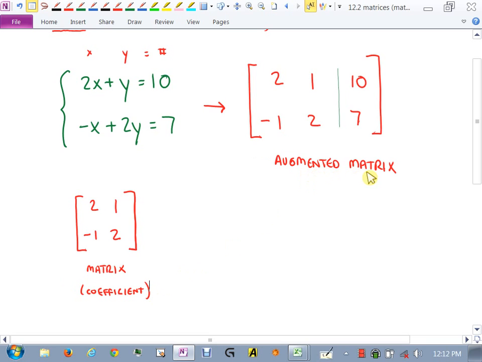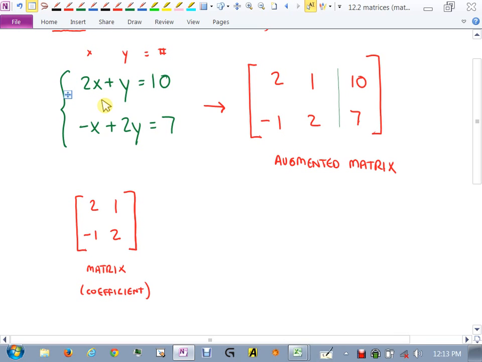The augmented matrix includes your last column of numbers, the right side of the equation, the equals part, right? It's including this. The left side, the left of this line, I could write that as a matrix by itself, and that would be what we call our coefficient matrix. It's the coefficients of our variables, right? Understand? This is just notation.